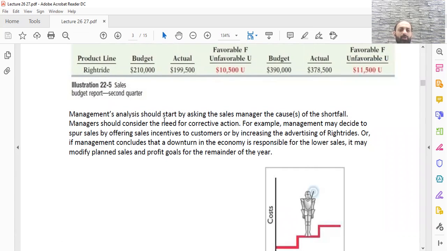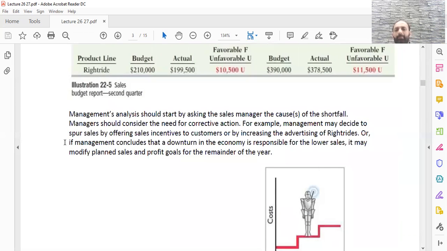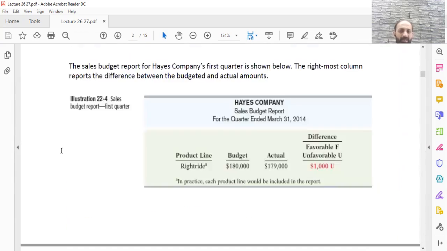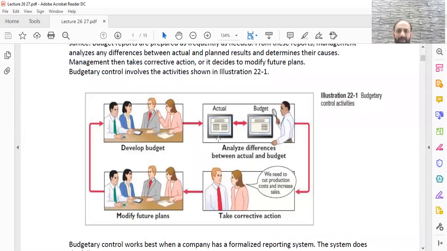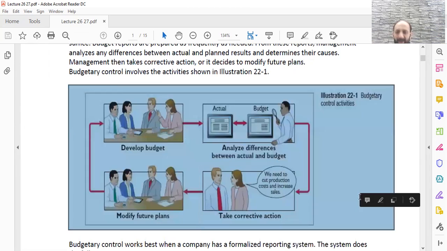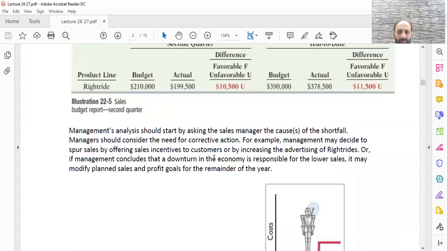Management's analysis should start by asking the sales manager the causes of the shortfall. Now you have to take some corrective measures. These are the same measures which we discuss in these budgetary control activities. Once you have analyzed the budget against the actual, then you have to take some corrective measures. So in this case, your corrective measures could be: you should ask the sales manager what is the cause of the shortfall.